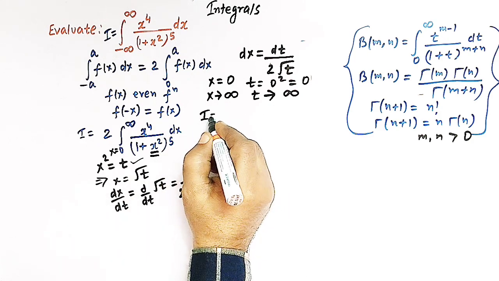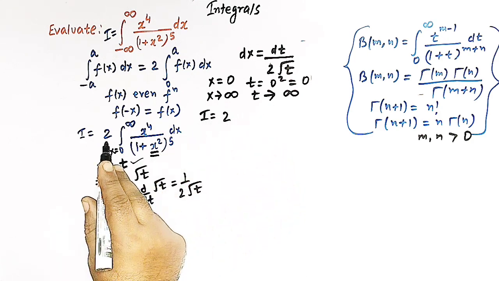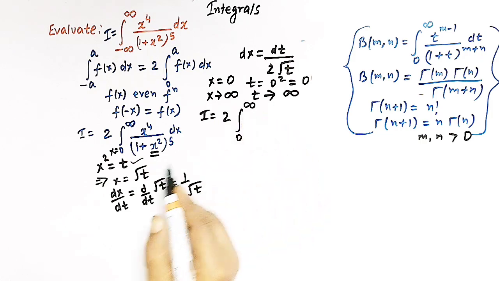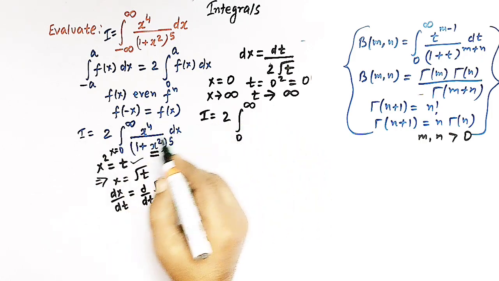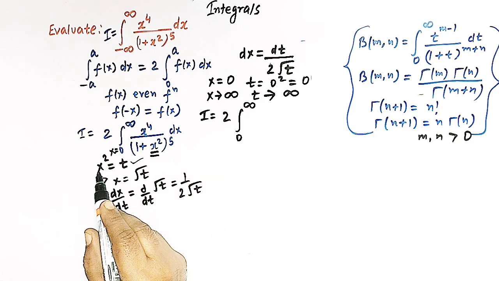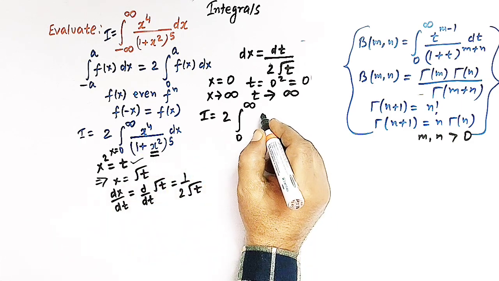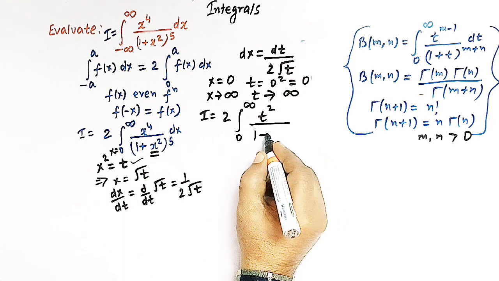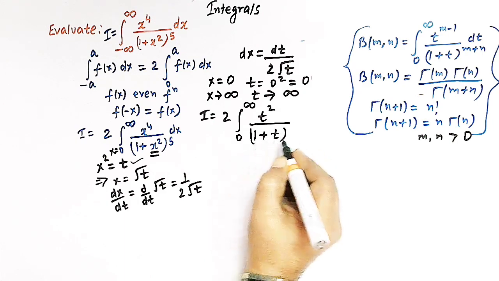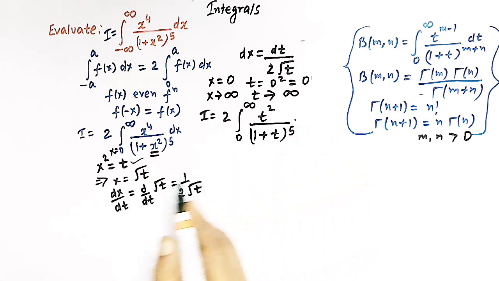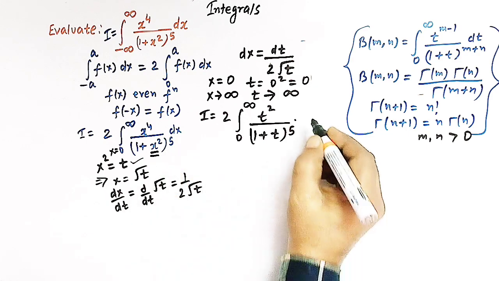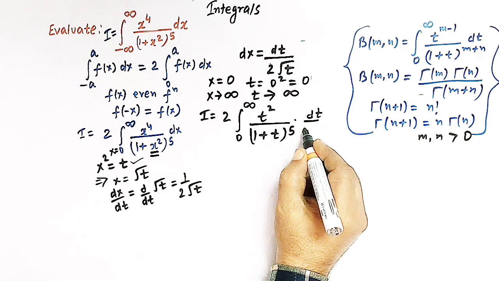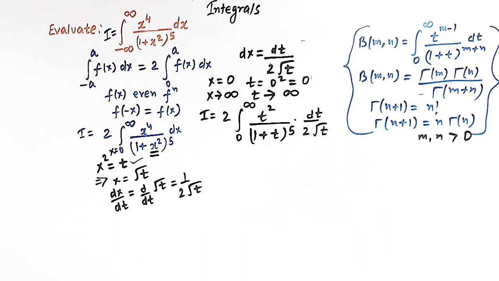So we have I, and this is 2, and then we have 0 to infinity, the limits remain the same, and x raised to 4 can be written as t square, and then we have (1 plus t) raised to 5, and for dx we can write 1 over, dt over 2 times square root of t.